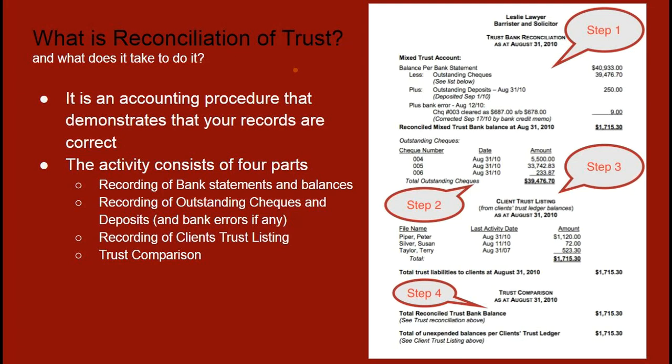month. So 4 steps when it comes to trust reconciliation: record keeping of the bank statements or recording of the bank statements and the balance, recording the outstanding checks and deposits, if any, in that time period, recording of course, the client's trust listing with the file name, last activity date, and the balance. And the 4th step, of course, is the comparison between the bank and the bookkeeping system.